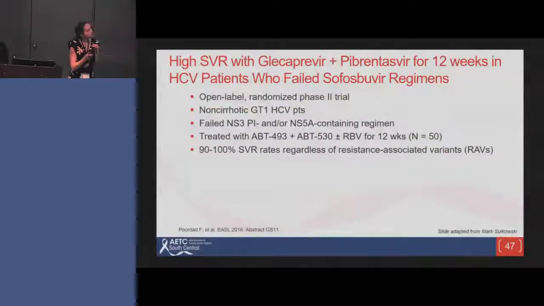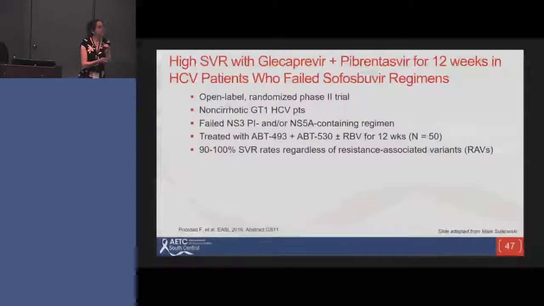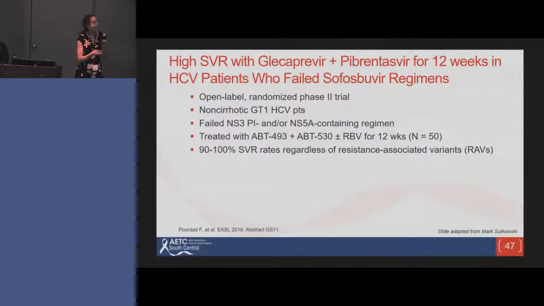So there are 2 new regimens that may be coming out. I don't know exactly when. I guess I could look at the FDA website to see what the latest update is. But one of them is glecaprevir plus pibrentasvir. I wish they picked easier suffixes. So glecaprevir plus pibrentasvir for 12 weeks in people who failed sofosbuvir regimens.